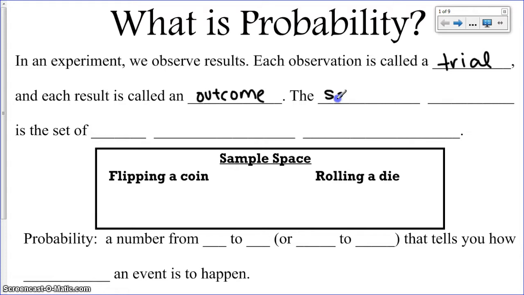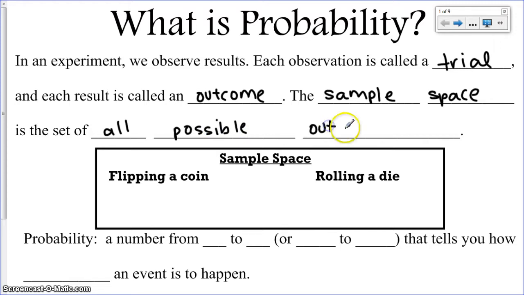The sample space is the set of all possible outcomes. Let me say that one again. All right, the sample space is the set of all possible outcomes in an experiment. This is probably one of the most important things about probability, to understand the sample space. So let's give an example.